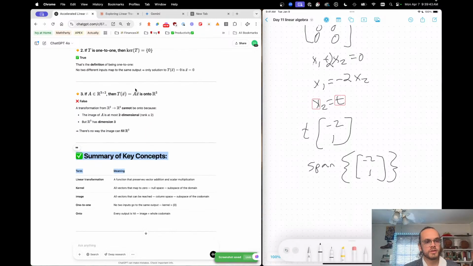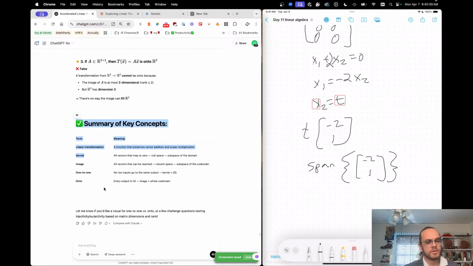A summary, okay, so this is false. A transformation from the second dimension to the third dimension cannot be onto because the image of A is at most two-dimensional. So there's no way it can fill the whole three-dimensional space. Okay, we're sort of getting this.